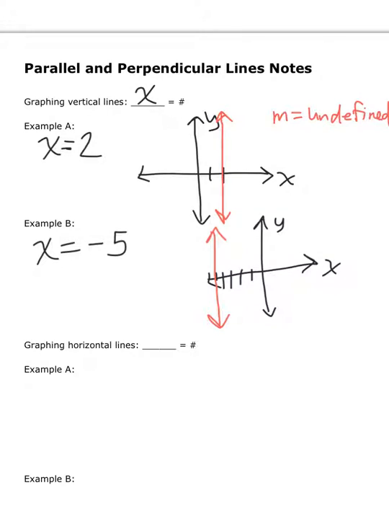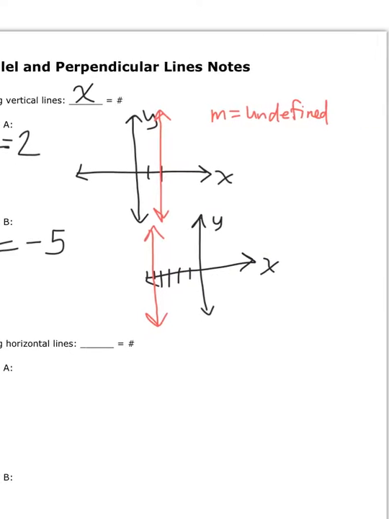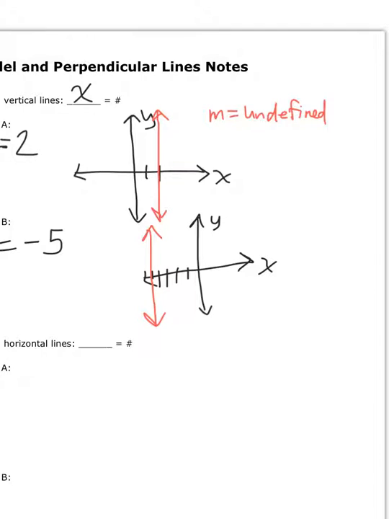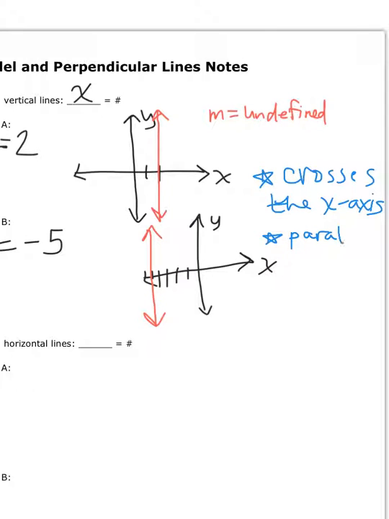You guys, so a vertical line is parallel to which axis? The y-axis. It crosses the x-axis and is parallel to the y-axis. So I'm going to make a note of that. I'm going to say crosses the x-axis, is parallel to the y-axis.